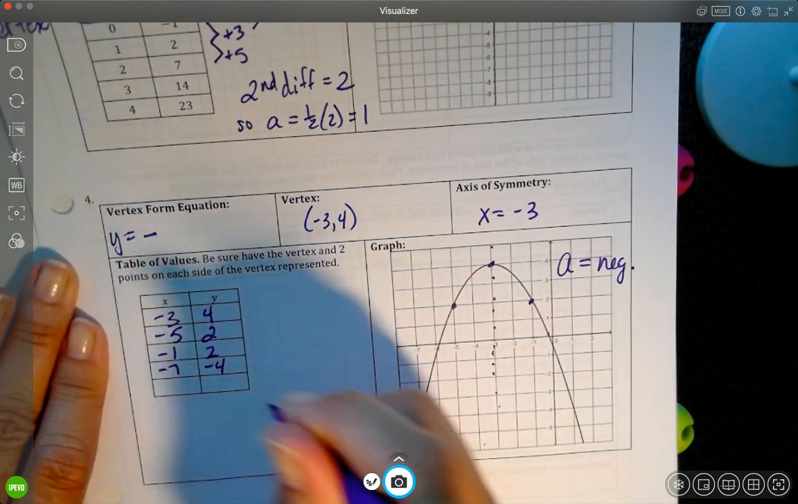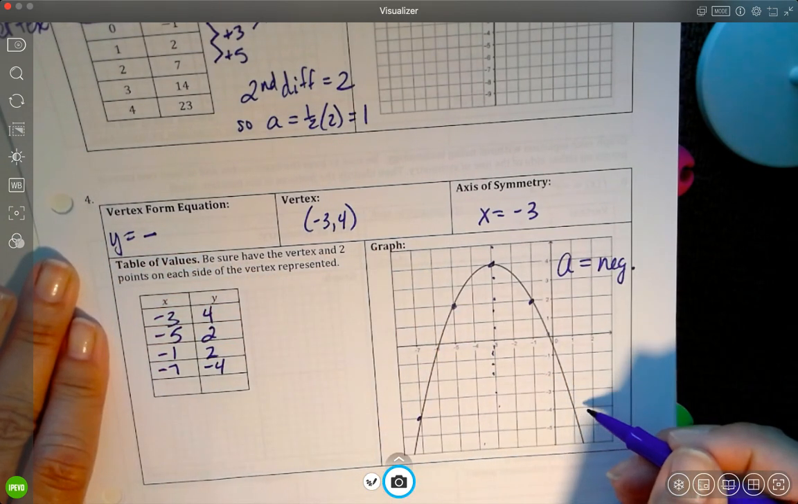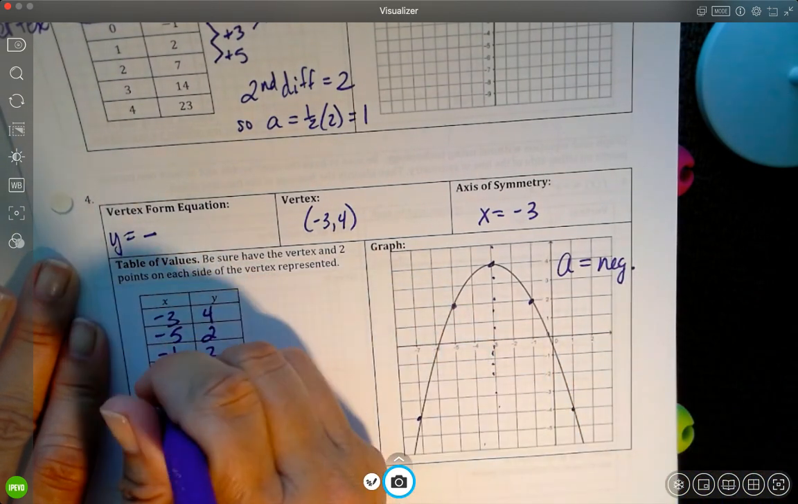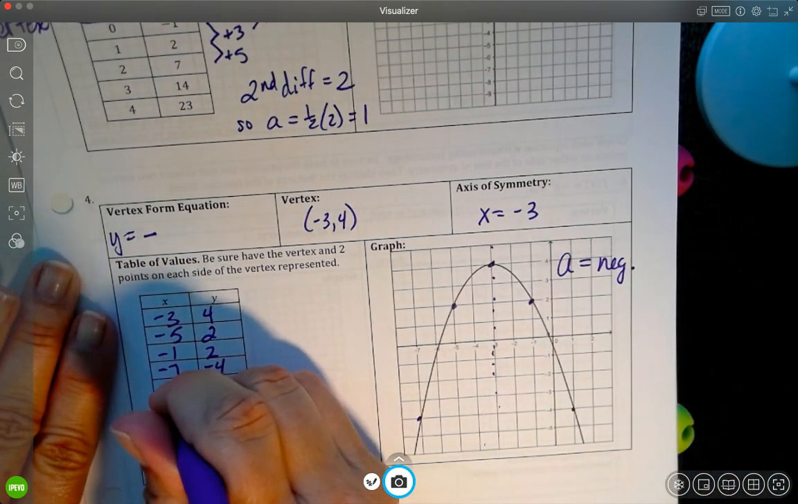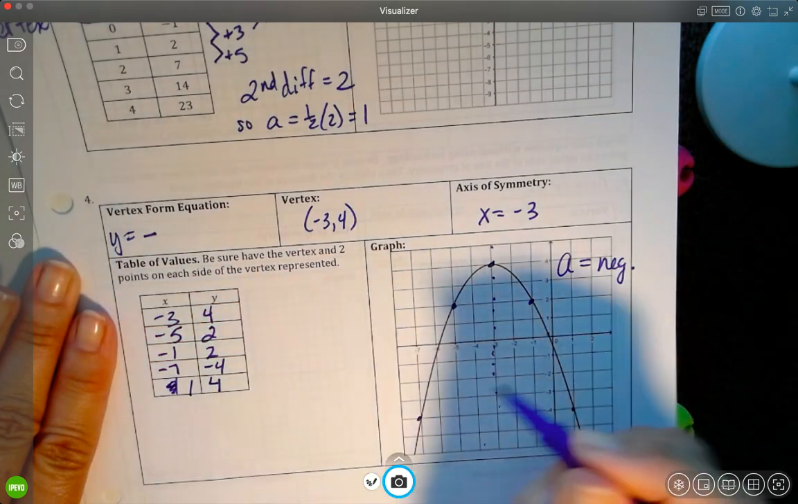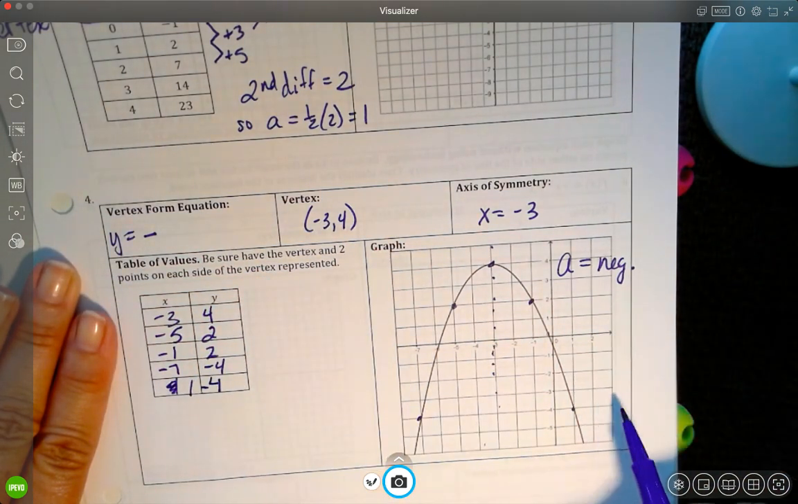And its reflection, which is 4, 1. Oh, actually, 1, 4. Oops. 1, 1, -4. Okay. All right.